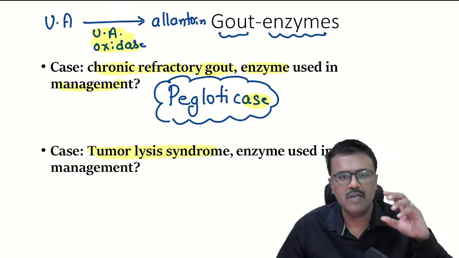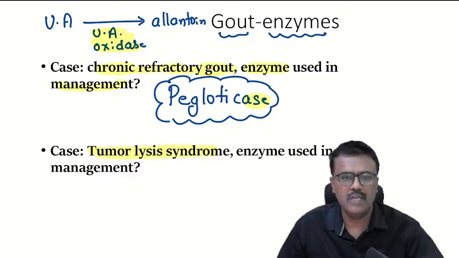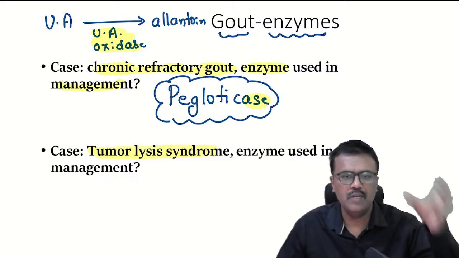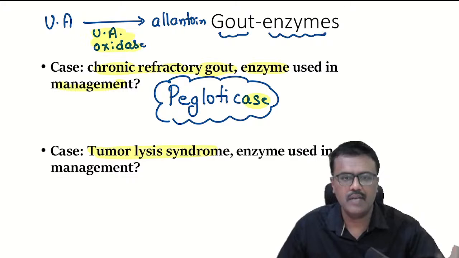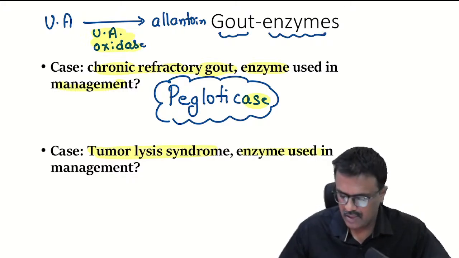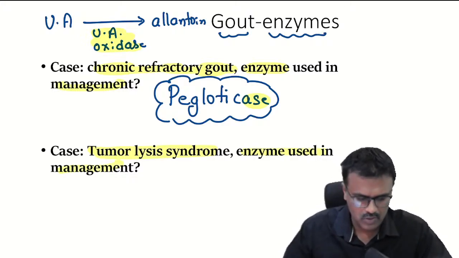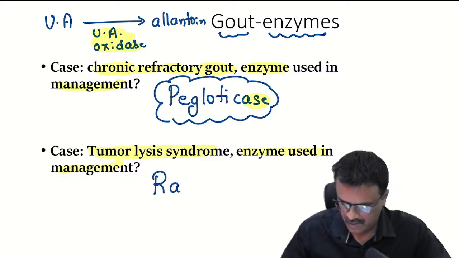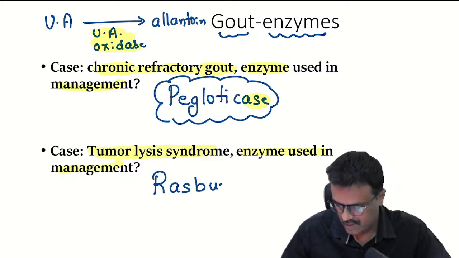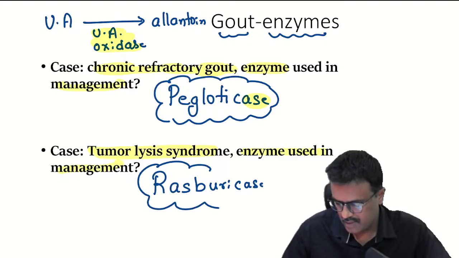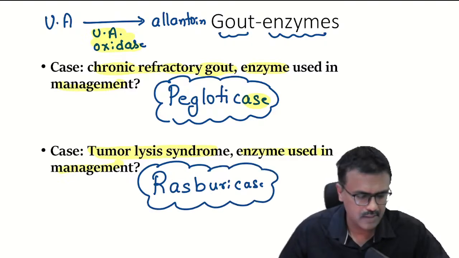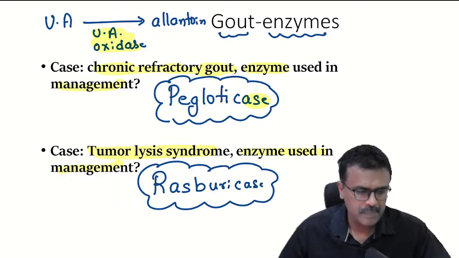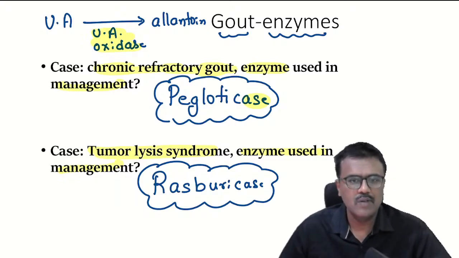Tumor lysis syndrome. What happens in tumor lysis syndrome? There is death of so many cancer cells. Purine is released, xanthine, then uric acid. So what is the enzyme used for that? The name is called rasburicase. That is about gout.